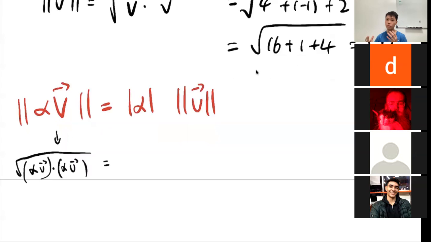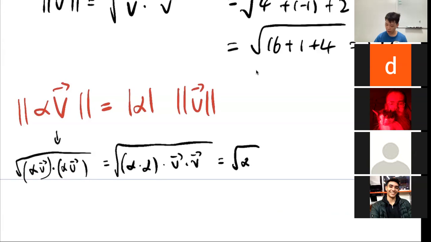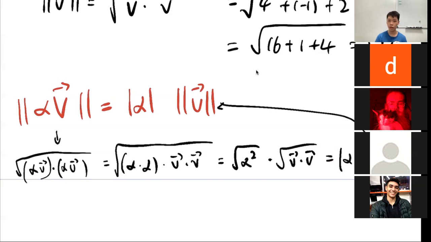Right? And then we know that with the dot product, if we have a scalar multiplication, we can pull the scalar outside. So if we pull out alpha here, and then pull out this alpha as well, so times alpha, and then multiply v dot v. So this becomes a scalar multiple of alpha squared times the square root of v dot v. The square root of alpha squared is the absolute value of alpha, because alpha may be negative. But when you square it, it becomes positive, and the square root of it becomes the absolute value of alpha, right? And here, by definition, is the length of v. So that's how you get this property of length.